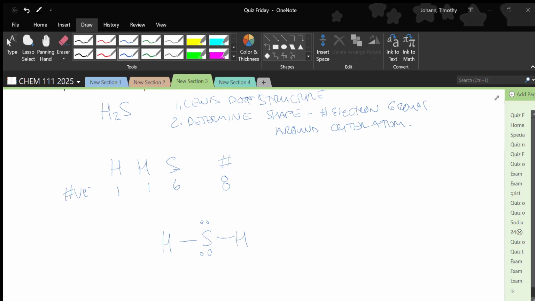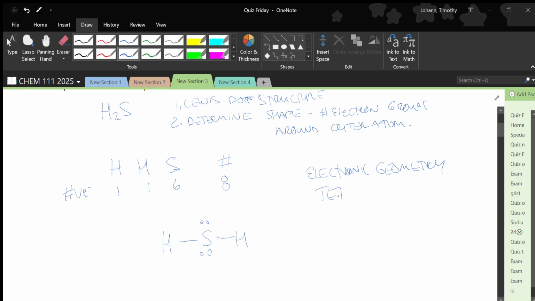What's my electronic geometry for this? You either have this memorized, or you just kind of know the shapes in your head. It's not going to come up on test 3, except on the final, but you have to have this memorized. What's the electronic geometry here? In other words, in space, all the electron groups, what shape do they make? Tetrahedral. Great. Okay, and then we have a molecular geometry.